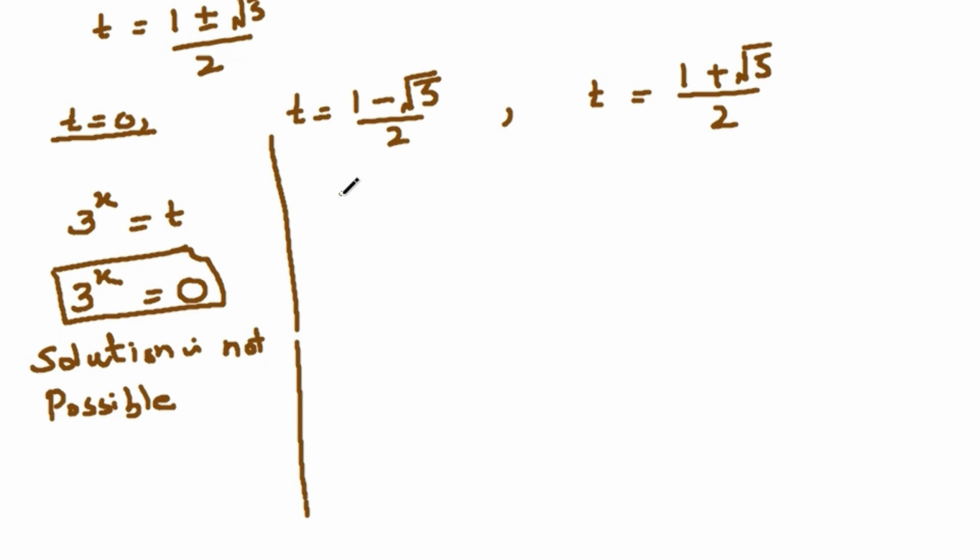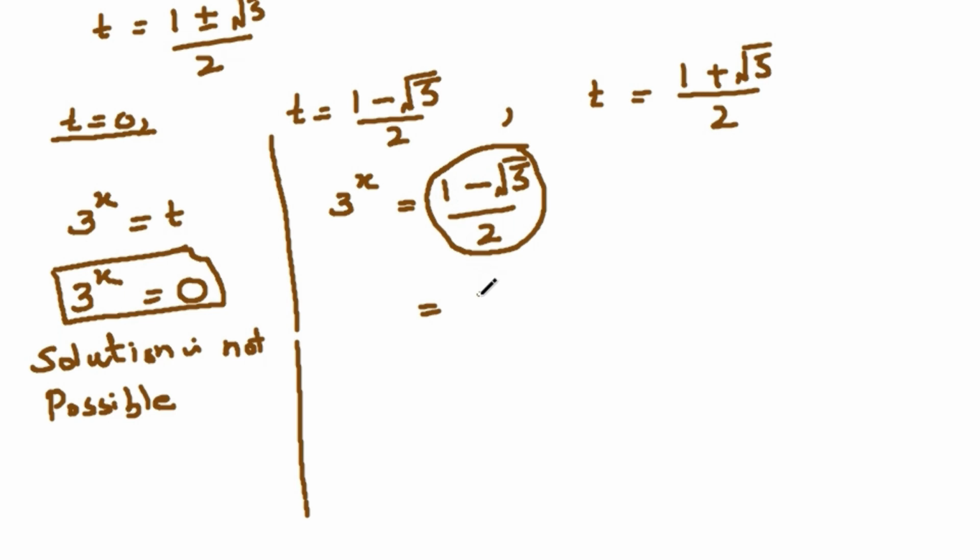Here, 3^x is equal to (1 minus square root of 5) divided by 2. This value is negative, because square root of 5 is greater than 1. In this case, solution is also not possible because there is no value of x for which 3^x will give a negative answer.